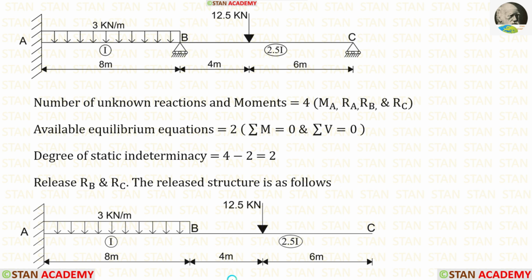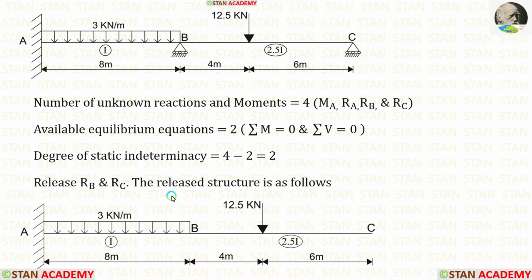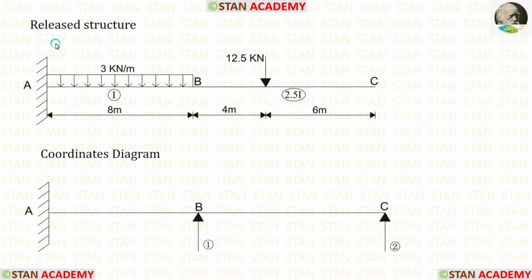In the sinking or settlement type problems, we have to always release the vertical reactions. Let us release the vertical reactions RB and RC. When we release RB and RC from this continuous beam, this continuous beam becomes a cantilever beam. This cantilever beam is called the released structure. We have made the released structure.